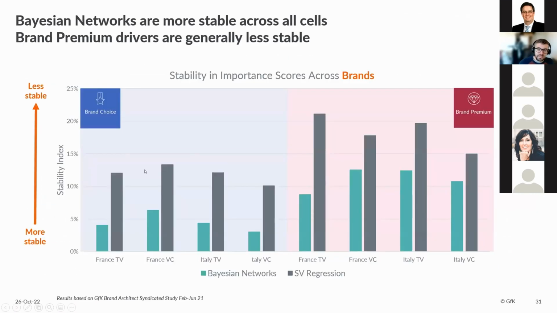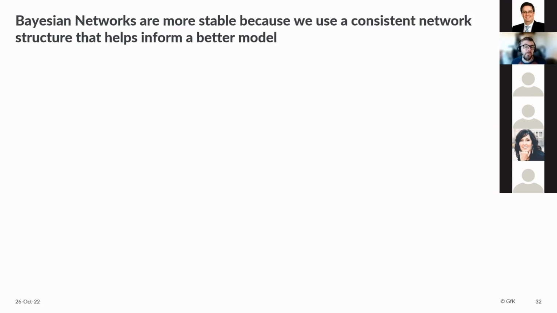And then if we calculate a stability index for Bayesian networks and Shapley value regression across brands, again, what we see is that the Bayesian networks approach is much more stable than the Shapley value regression. Now, the reason why Bayesian networks is more stable is because we're using a consistent network structure across all the models that we're running. And this helps us inform a better model.